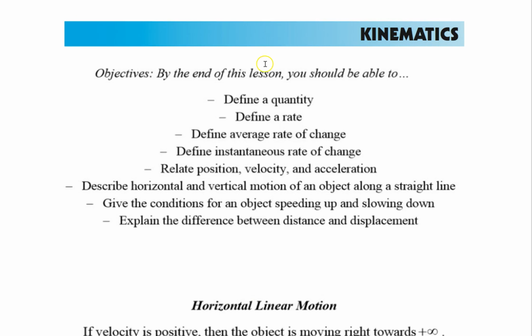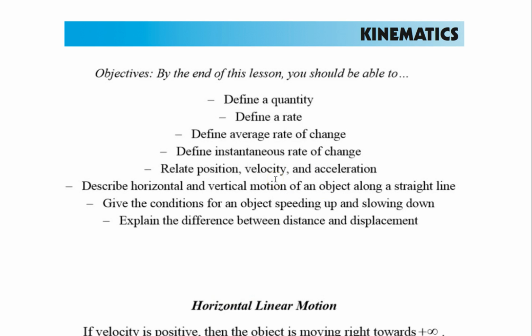Kinematics. Objectives. By the end of this lesson, you should be able to define average rate of change, define instantaneous rate of change, relate position, velocity, and acceleration, describe horizontal and vertical motion of an object along a straight line, give the conditions of an object speeding up or slowing down, and explain the difference between distance and displacement.